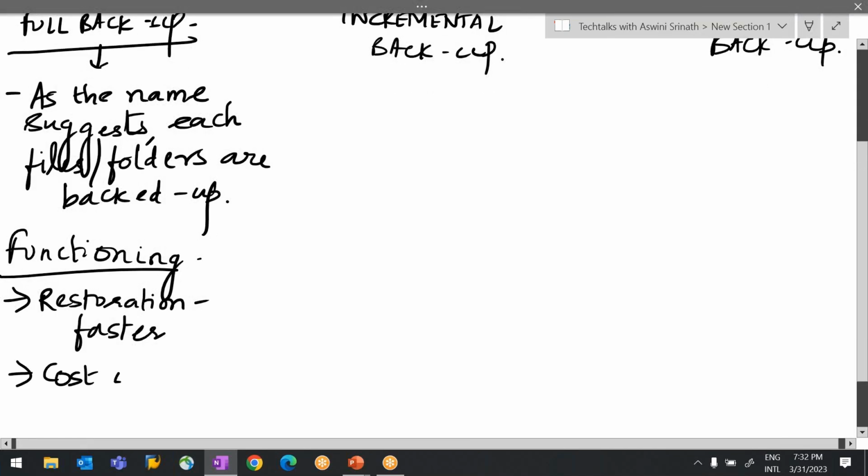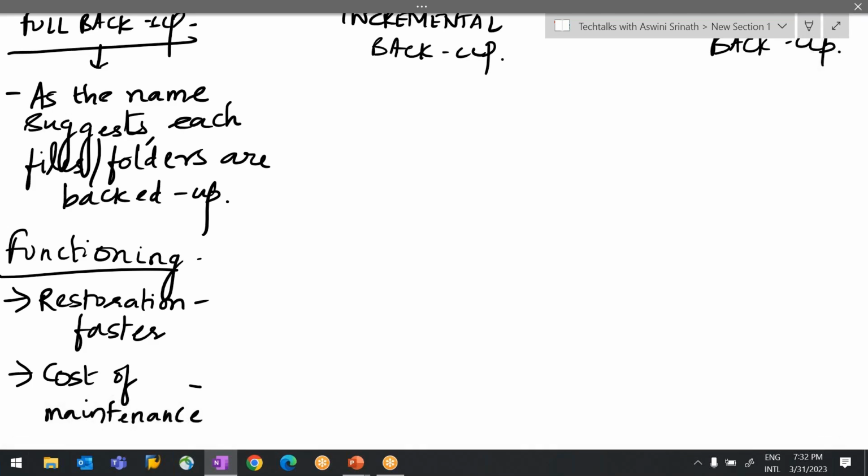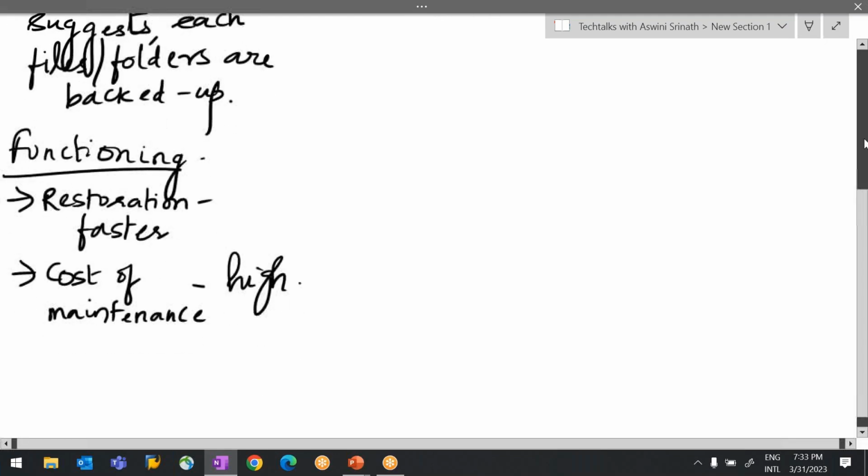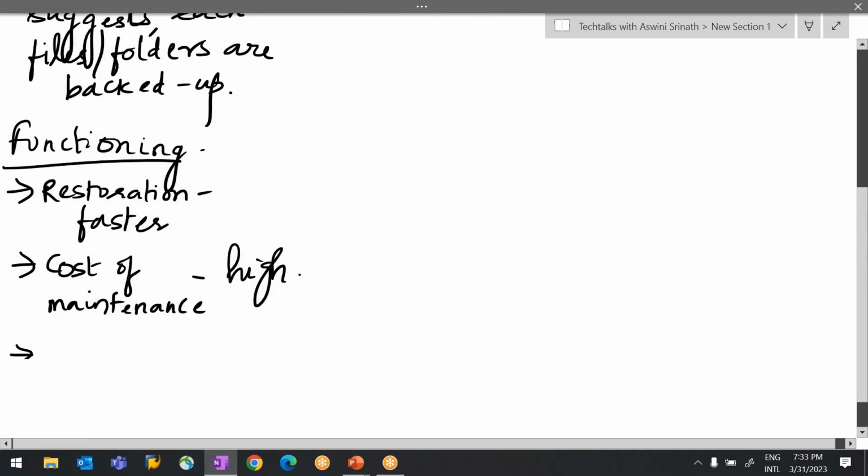Cost of maintenance is high. Since every time you take the full backup, you have to utilize the full resources, hardware, software, and other people resources. So high cost of maintenance. Data redundancy. What does redundancy mean? Redundancy means duplication of data. That is what is called data redundancy.